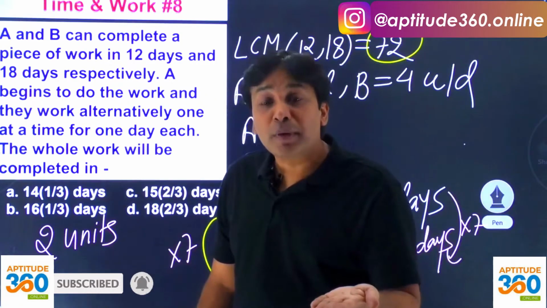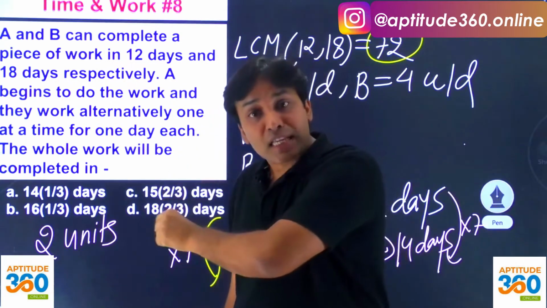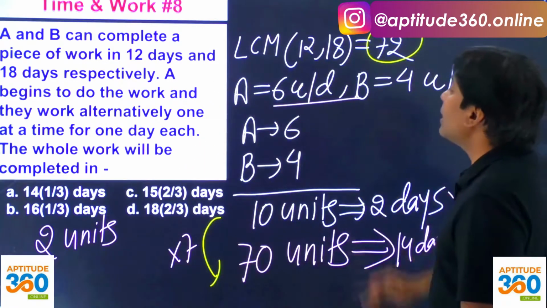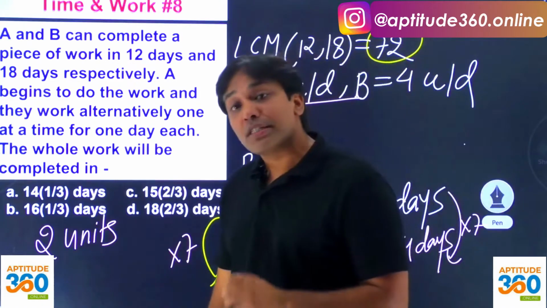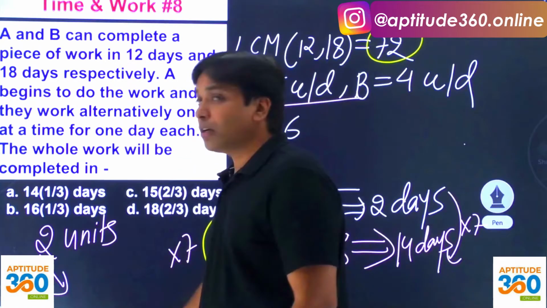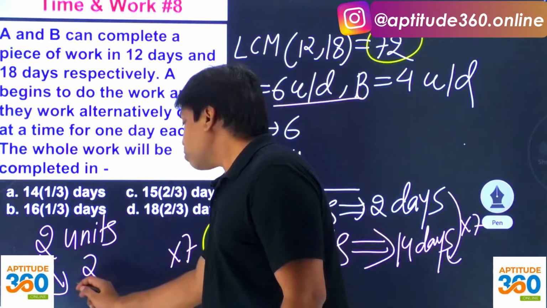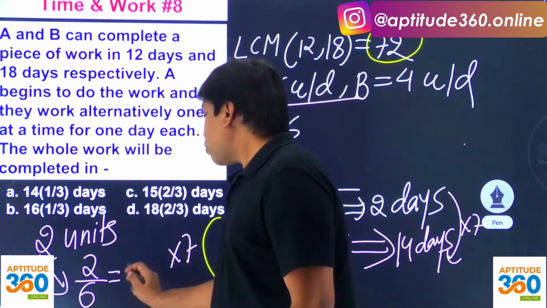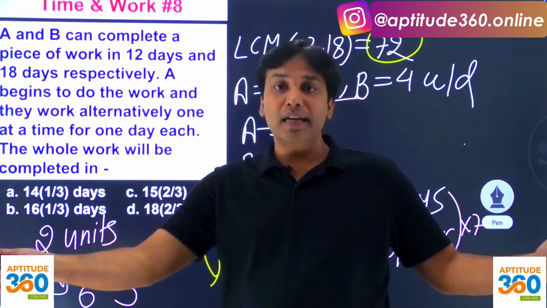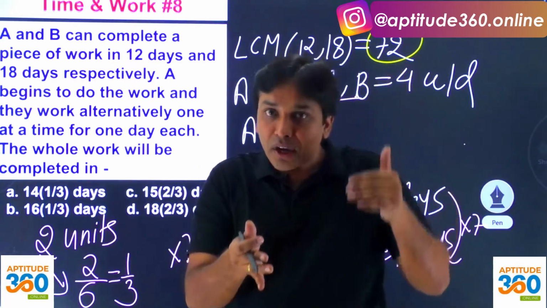Now who is going to be coming on the 15th day? On the 15th day A is going to be coming. और A करता कितना है? एक आपने देखा एक दिन में 6 units करता है. So in order to do 2 units of the work, A won't be taking the entire day, right? A is going to be taking 2 divided by 6, which is 1/3 of the day. If A does 6 units in the entire day, in order to complete 2 units, A is going to be taking 1/3 of the day.